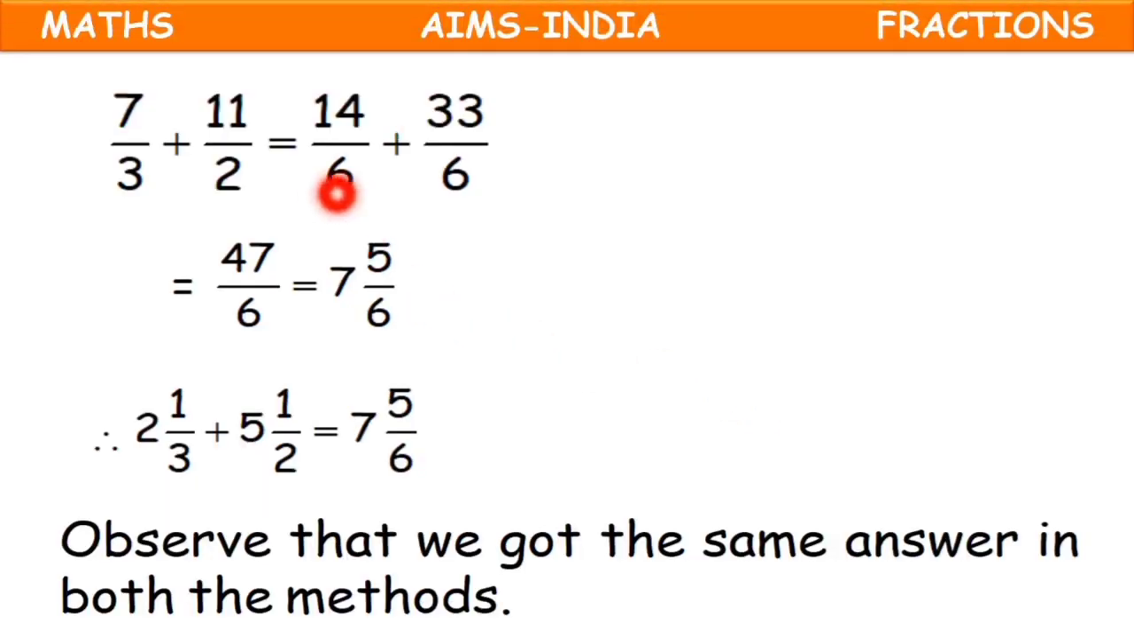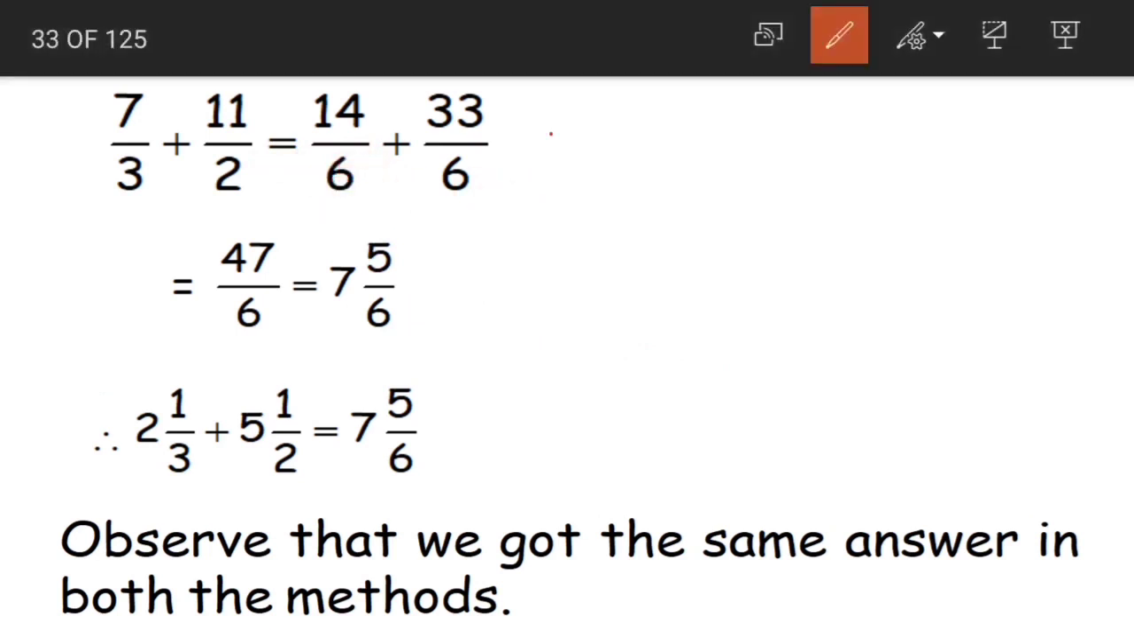Now we can add these like fractions easily as both have the same denominator 6. 14 by 6 plus 33 by 6 becomes, adding the numerators together, 14 plus 33 divided by the common denominator 6. 14 plus 33 is nothing but 47 divided by 6. Yes, children, 47 by 6 is our final answer. But this is an improper fraction.